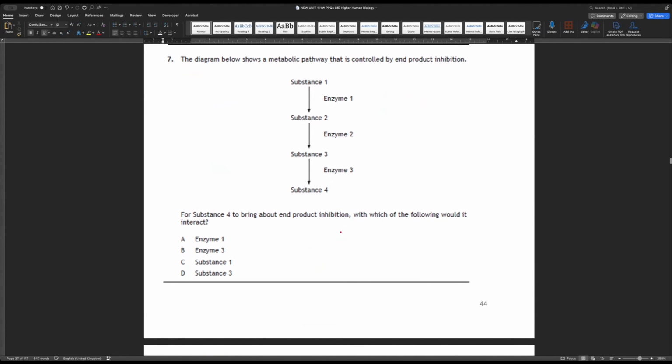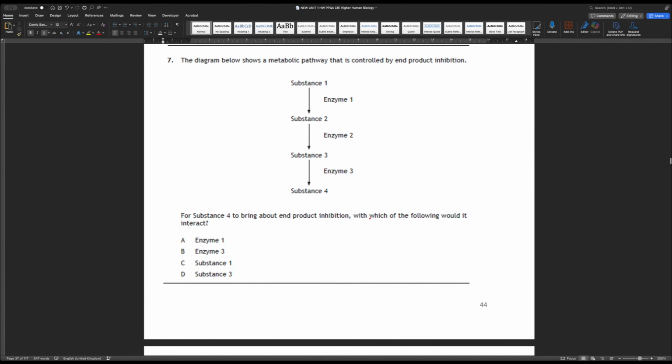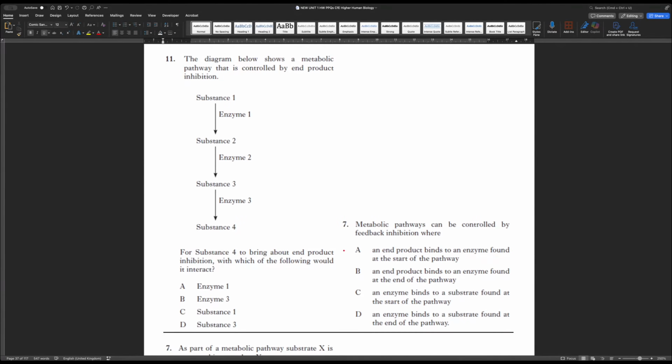The diagram shows a metabolic pathway that's controlled by end product inhibition. That's from an old paper. That's the same as our feedback inhibition that we just learned about. So for substance 4 to bring about end product inhibition, which of the following would it interact with? Well, we learned from our diagram a moment ago that it would come back around here and inhibit enzyme 1. Number 11 shows a metabolic pathway that's controlled again by that, same question, isn't it? This substance here comes back and it inhibits enzyme 1. So that's going to be that one there.